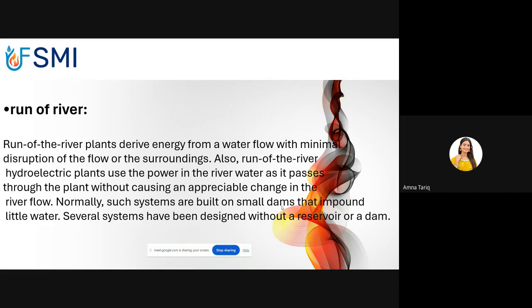Run-of-river. Okay, what is run-of-river? Run-of-river plants derive energy from a water flow with minimum disruption of the flow or the surroundings. Run-of-river hydroelectric plants use the power in the river water as it passes through the plant without causing an appreciable change in the river flow. Such systems are built on small dams that impound little water. Several systems have been designed without a reservoir or a dam.